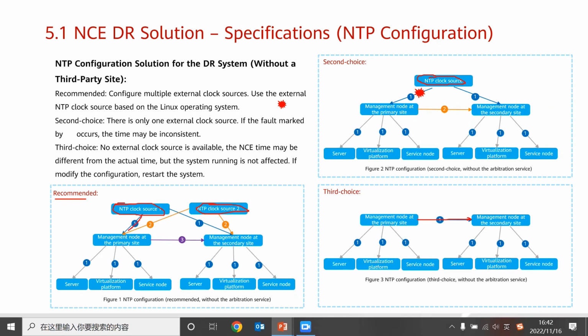So here we configure by the number one. This clock source gives time information to both the primary and secondary side, and the primary and secondary side give their information to their server, their virtualization platform, and their service node. And then the second priority is number two, and number three.